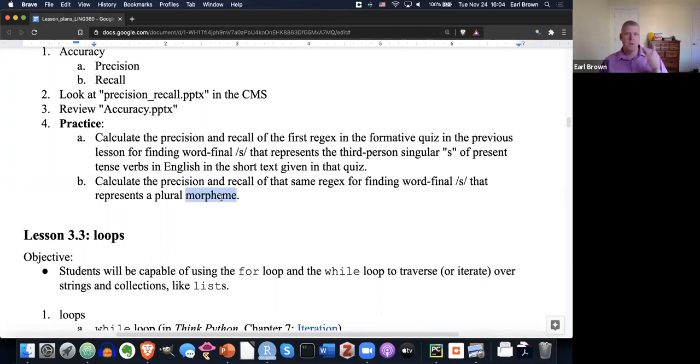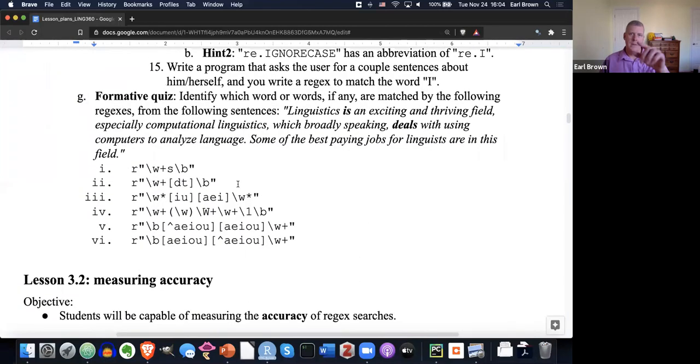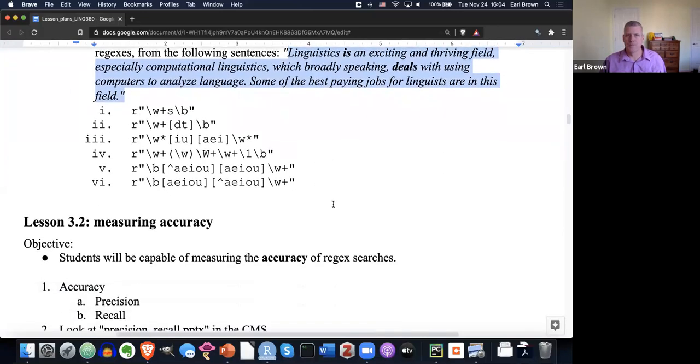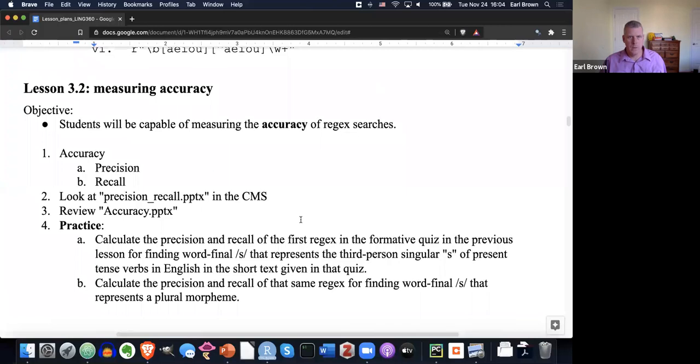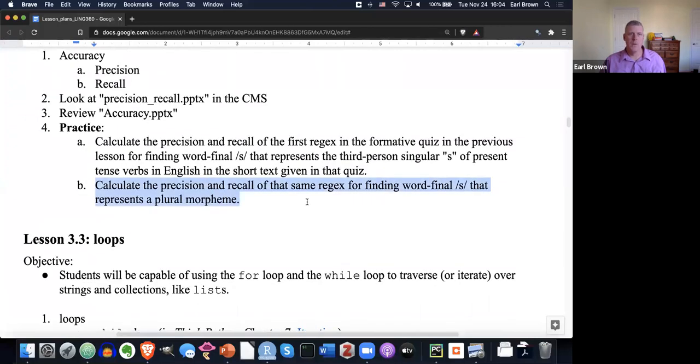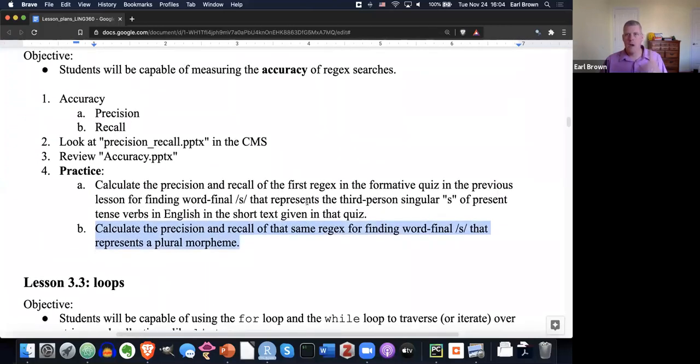Okay, so pause the video for a few minutes and work that out, looking at, again, this sentence using the same regex, looking at word final S, these two sentences here. They're in lesson 3.1. Okay, so once again, we're working on this right here for a few minutes. Ready, set, pause. Okay, welcome back.